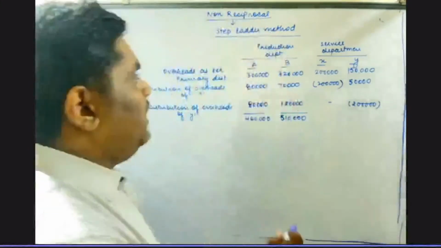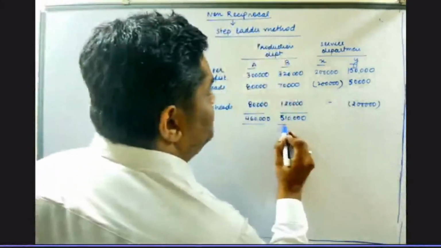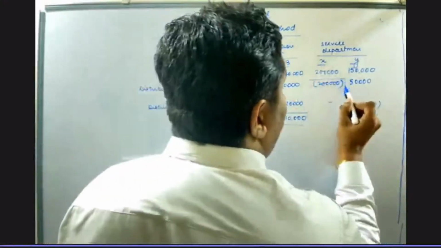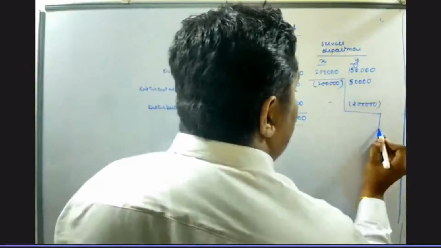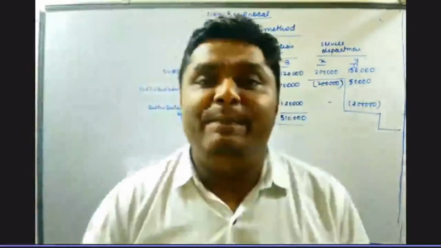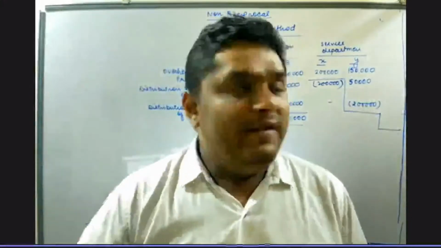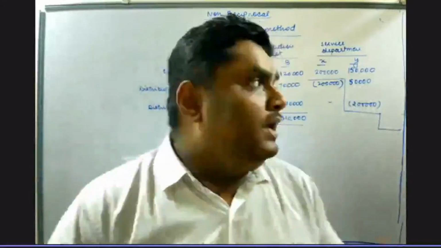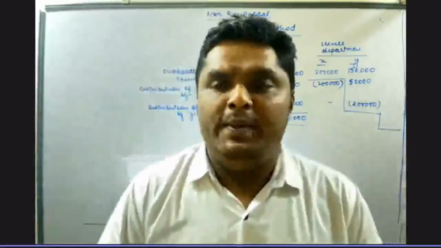So this is how we will distribute the overheads. Herein the name itself says step ladder method. See, like this. If there is one more service department, it will go like this. So that's why we call it the step ladder method. If you guys have any doubts in this part, you can please post your queries. Giving you 2 minutes time to please copy.